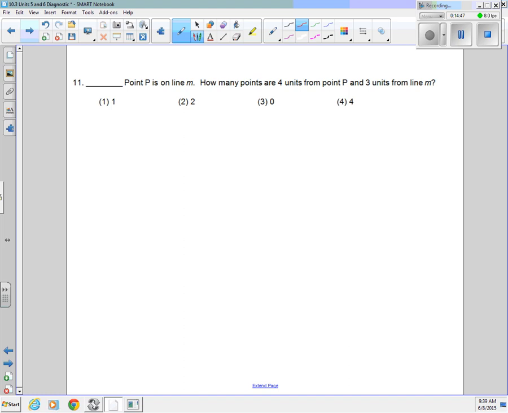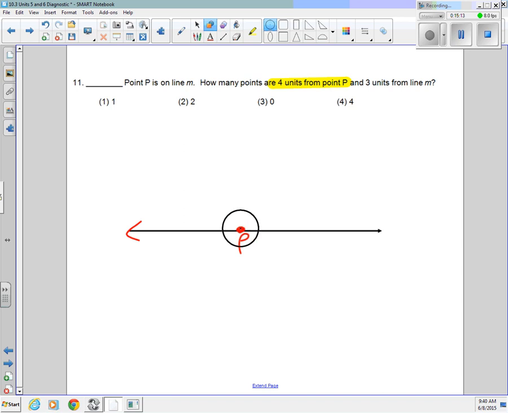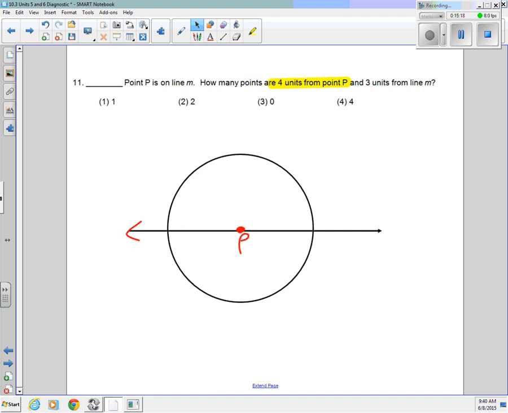All right, 11. Point P is on line M. So I'm going to draw line M. Here's line M. Point P I shall designate here. I would like to go 4 units from P and 3 units from M. So I'm going to highlight and stop reading every time I get to something I have to address. So how many points are 4 units from point P? Boom, have to address that. 4 units from point P, the locus of points is a circle. So now I'm going to draw a circle. That's my locus. I'm going to dot it.